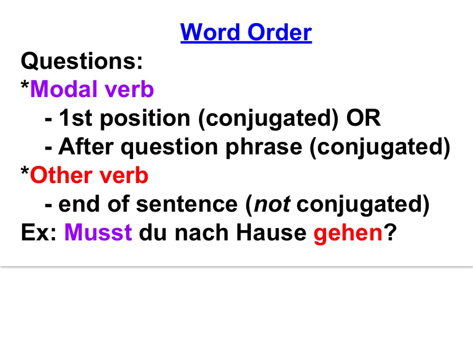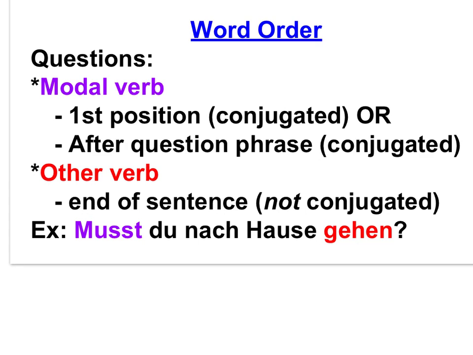To form a question, if you have the modal verb, it's either going to go first because you don't have a question phrase, or it's going to go right after the question phrase. So wherever your verb normally went is where it's going to go. If you have another verb, that one still gets kicked to the end of the sentence. You're still punting it all the way to the end. So that doesn't change. And you still leave that one unconjugated. So that's called the infinitive form. So musst du nach Hause gehen? What's that one asking? Do you have to go home? Good.